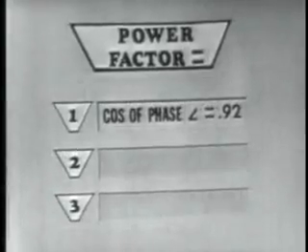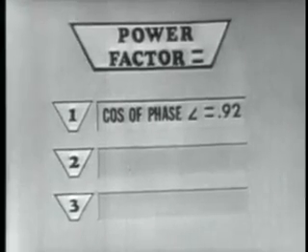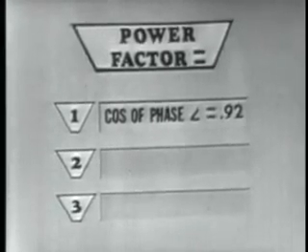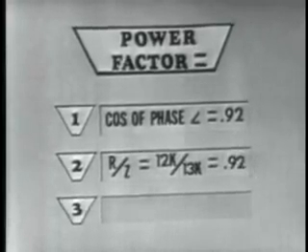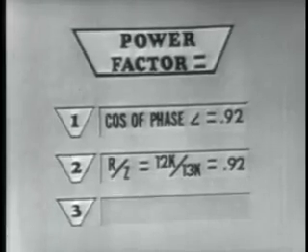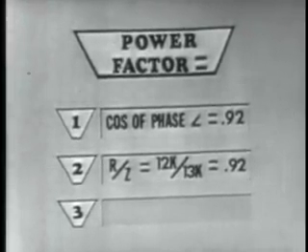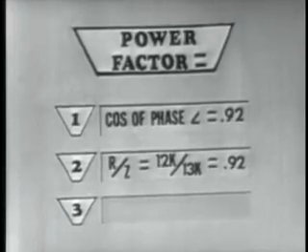And the cosine of the phase angle is 0.9232, or we can say the cosine of the phase angle, which is equal to the power factor, is equal to 0.92. Number two, power factor is equal to the resistance divided by the impedance, which is equal to 12 k ohms divided by 13 k ohms, again giving us 0.92.